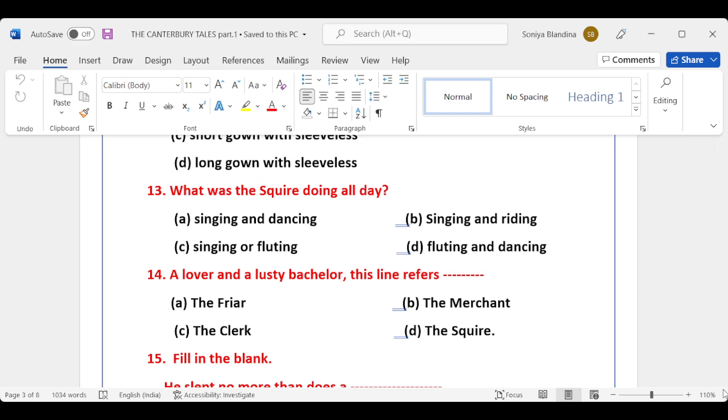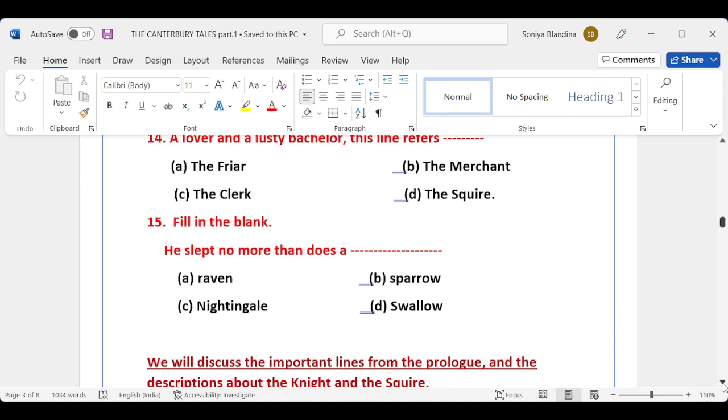So this is the last question of this video. Fill in the blank. He slept no more than does a dash. It means that he slept less than a option A, raven, option B, sparrow, option C, nightingale, option D, swallow. He slept no more than does a nightingale. He slept no more than a nightingale.